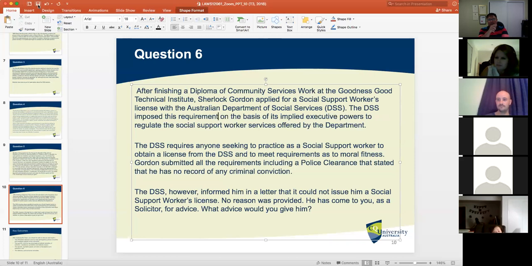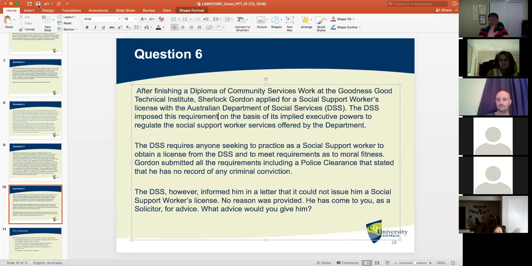But I thought earlier I said that if a person actually meets the requirements as a matter of law, that person will be entitled to the license. It will be unreasonable for the decision maker to refuse to issue a license to which a person is actually entitled. Are we saying that Sherlock Gordon in this instance is not entitled to the license? I thought he met the requirements there. Let's assume that he meets all the requirements because he seems to meet all the requirements.